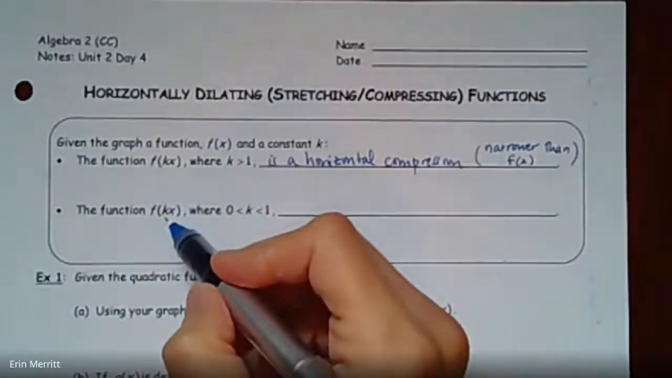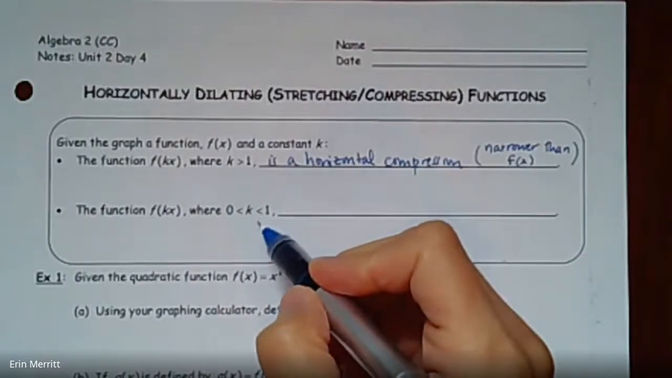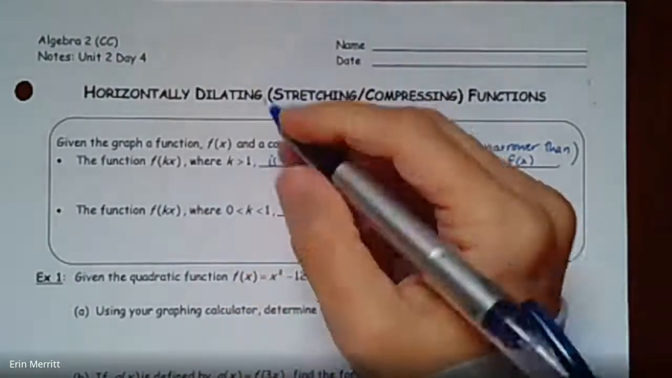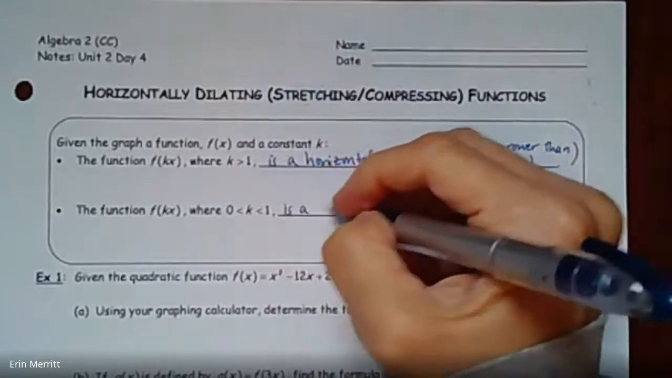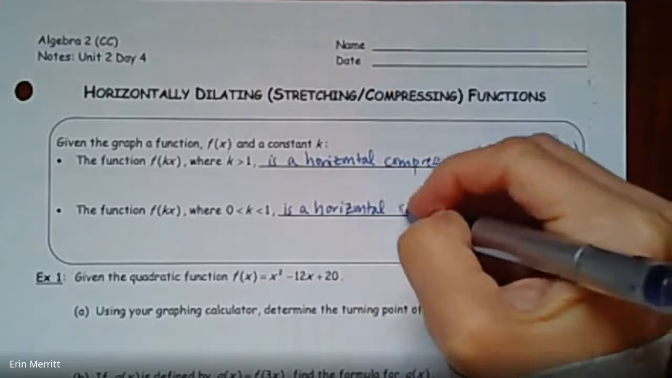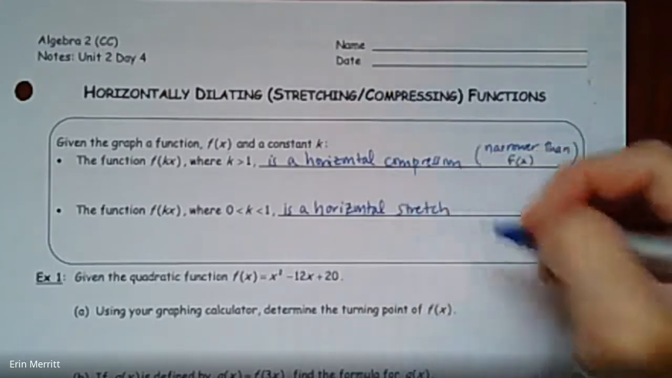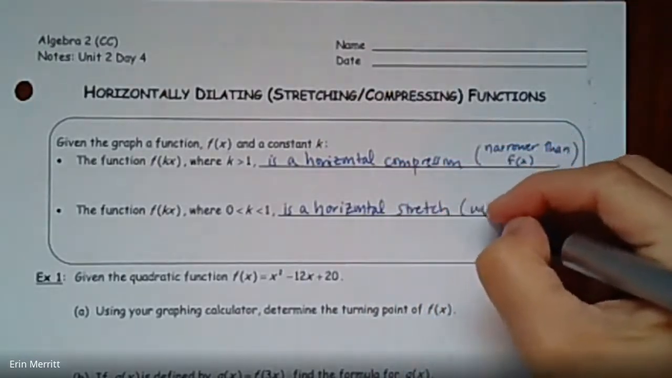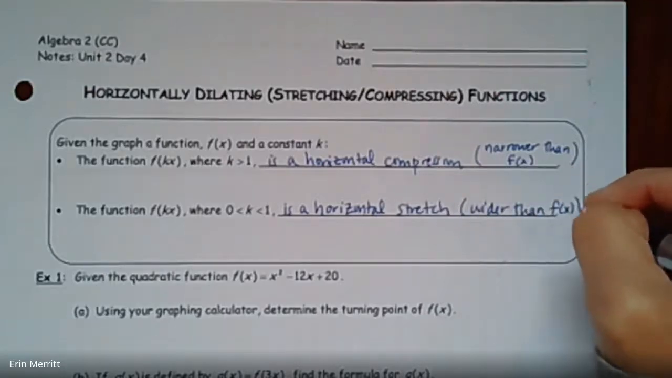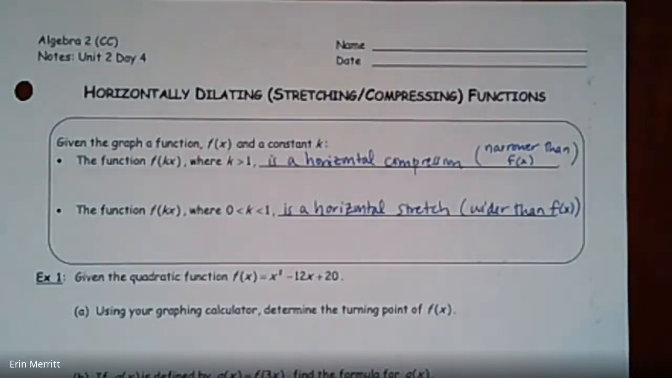Whereas when we have a value between 0 and 1, like a half or a third, it's actually going to stretch out. So this is going to be a horizontal stretch, which essentially makes it wider than f of x. It might take you a little bit to wrap your brain around this one. It's definitely a little tricky.